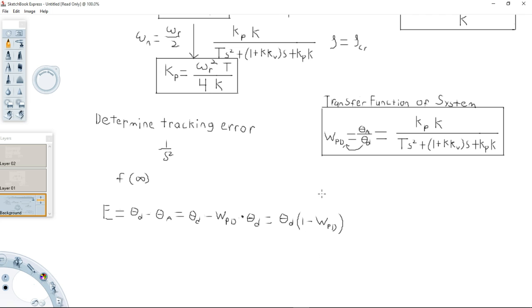This is something that we can actually calculate now. Our desired angular displacement is going to be the tracking error, or it's going to be the unit ramp function. And we know our transfer function because it's right here. So if we do a little math, we can figure out what the actual error will be.